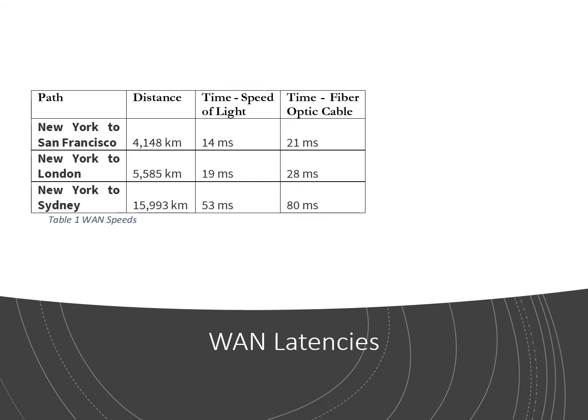In reality, fiber optic cables can't reach the speed of light, but do get pretty darn close, as you can see from the table here on the slide. So a message will take from New York to San Francisco around 20 milliseconds, whereas one from New York to Sydney crossing the Pacific and North America is going to be a minimum of about 80 milliseconds.